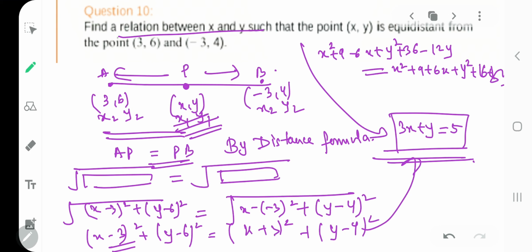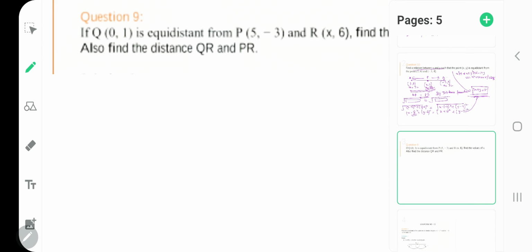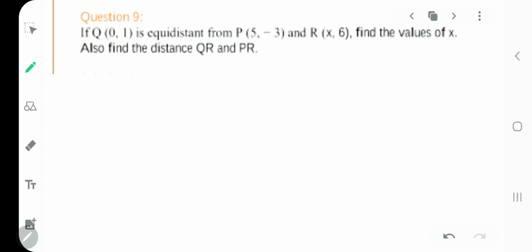Alright. Next, I'll be taking your question number 9 is here. Okay. Let's see what question number 9 says. Question number 9 says that Q, that is 0, 1 is equidistant from P. So if I put P here, 5 minus 3, and Q is equidistant from P.